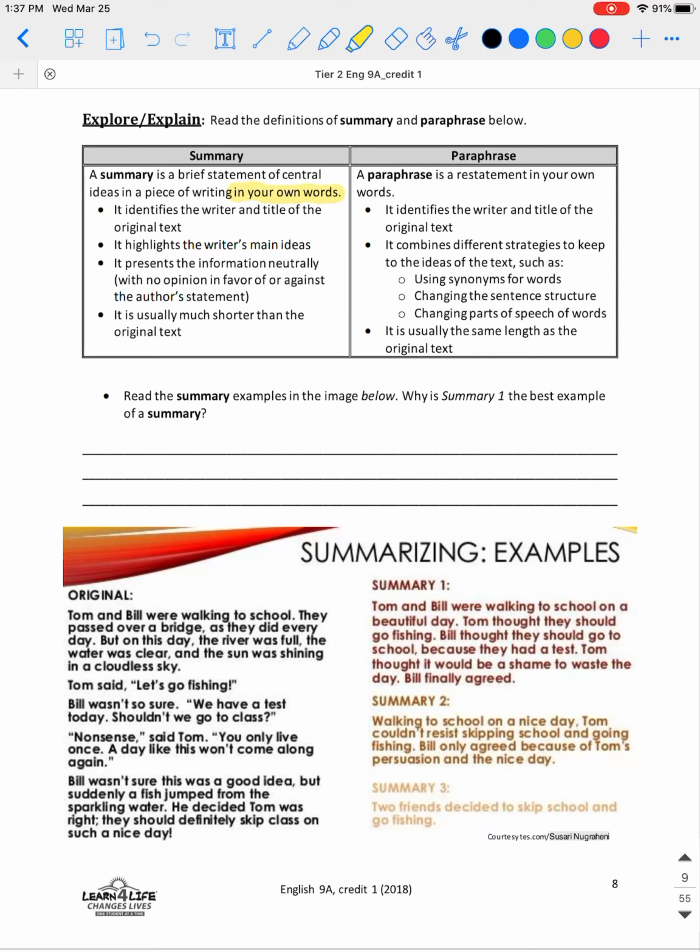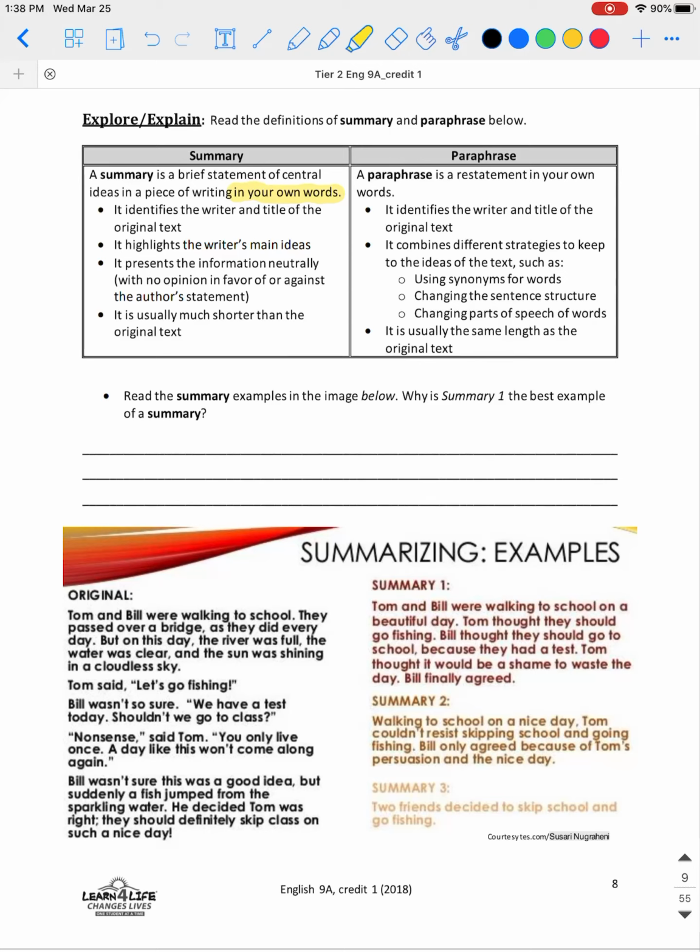And so a paraphrase is a little bit different. This is a restatement in your own words. So it identifies the writer and title of the original text. It combines different strategies to keep to the ideas of the text, such as using synonyms for words, changing the sentence structure, changing parts of speech of words. And it's usually the same length as the text that it's paraphrasing. Sometimes people take that sentence by sentence. Some people do a couple sentences and change the word order to paraphrase it. But again, the summary is a little bit shorter.